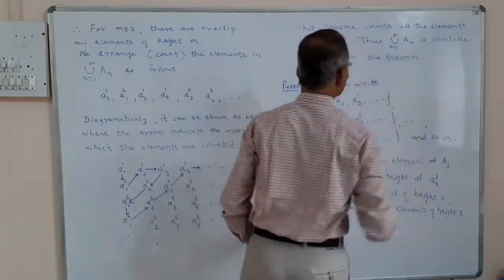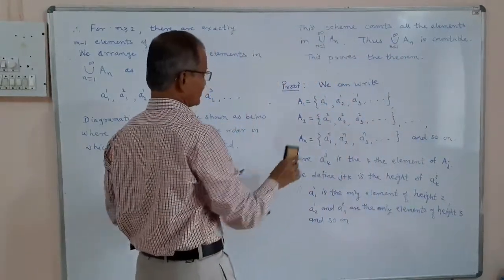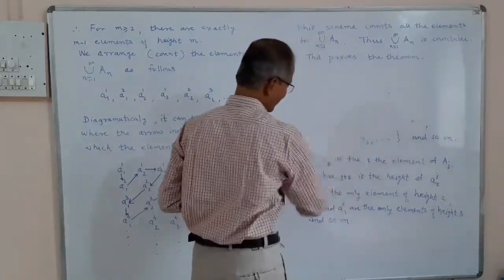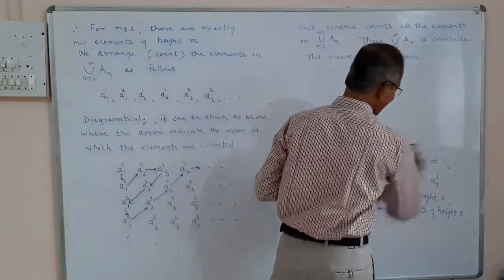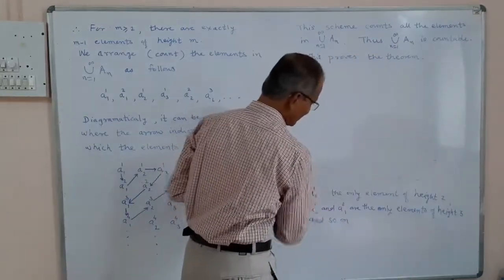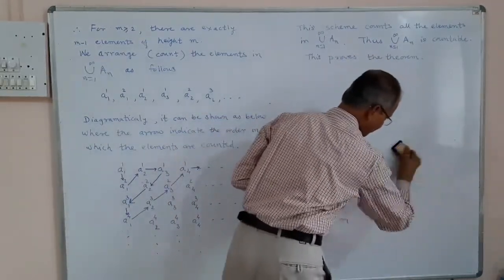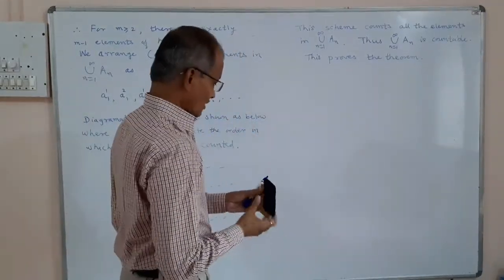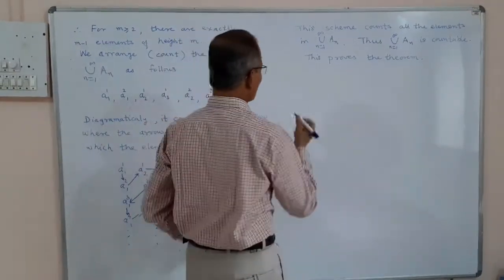Now we will consider the next result, but that is a corollary. Now what about the set of rational numbers? It is an infinite set, and the set of rational numbers is also countable. We write it as a corollary.